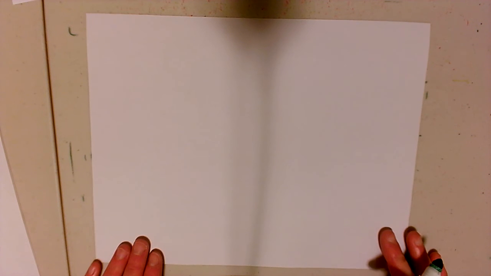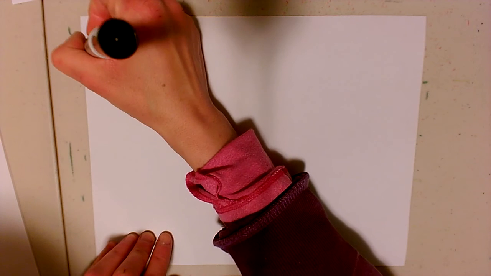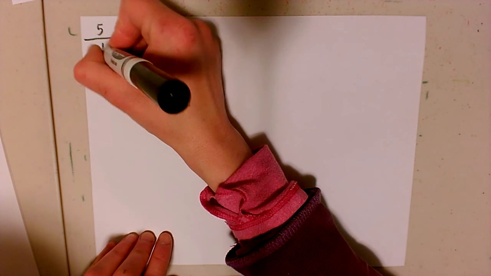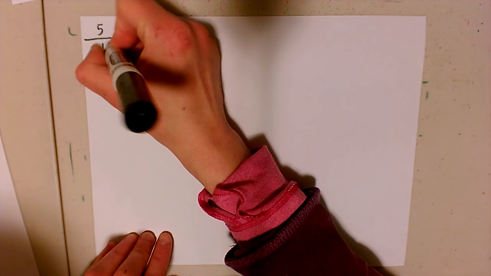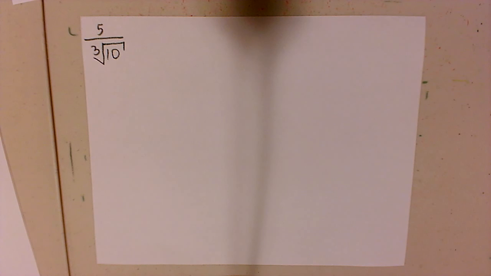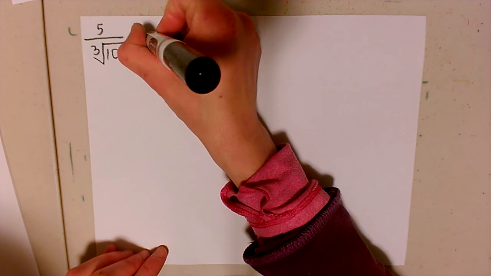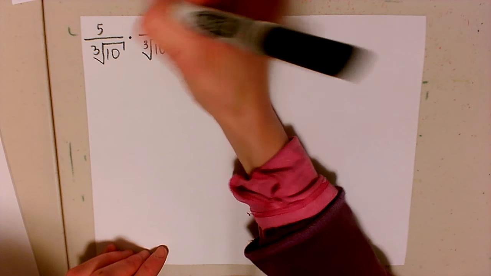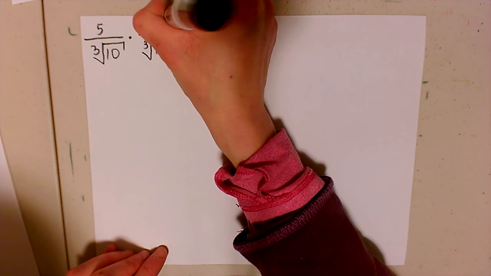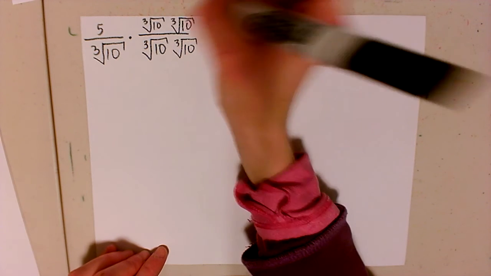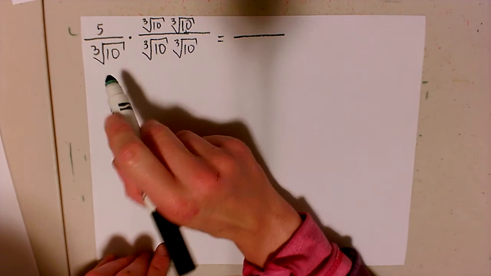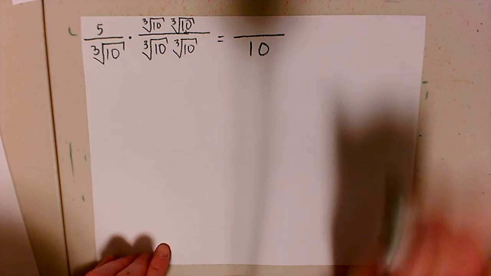Let's see, what if we have something like 5 over the cube root of 10? We have 1 cube root of 10 in the denominator, so we need 2 more. So I'll have cube root of 10, cube root of 10, and then I'll have the same thing up top, 2 cube roots of 10. Down below, multiplying out 3 cube roots of 10 just turns into 10.